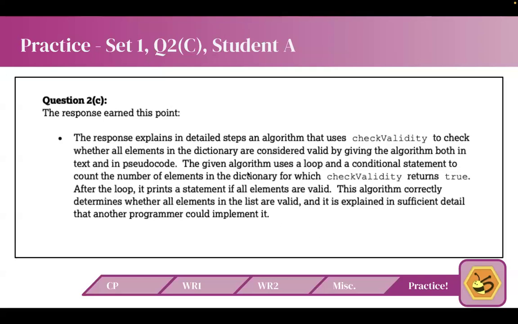All right, so the given algorithm uses a loop and conditional statement to count the number of elements in the dictionary for which it returns true. After the loop, it prints if all elements are valid. This algorithm correctly determines whether all elements are valid and is explained in sufficient detail that another programmer could implement it. So this is exactly how we want to go about answering this question.